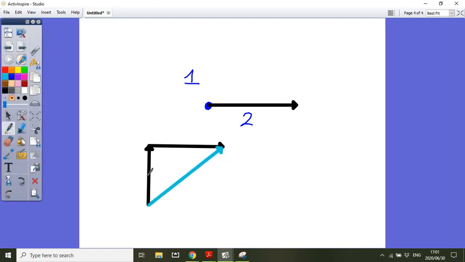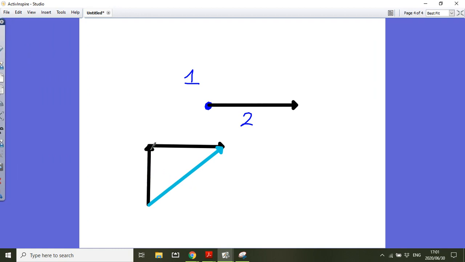And then your resultant would be from the start of your first vector to the end of your last vector. So the components that make up the resultant will never have an arrow next to each other, but the resultant will start at the tail of the first one and end at the head of the last one. So that's going to be our resultant.